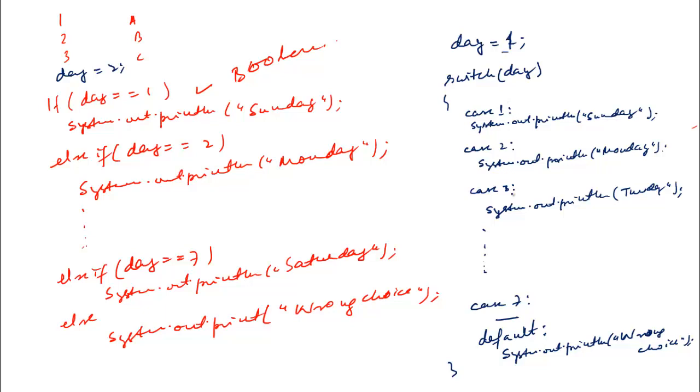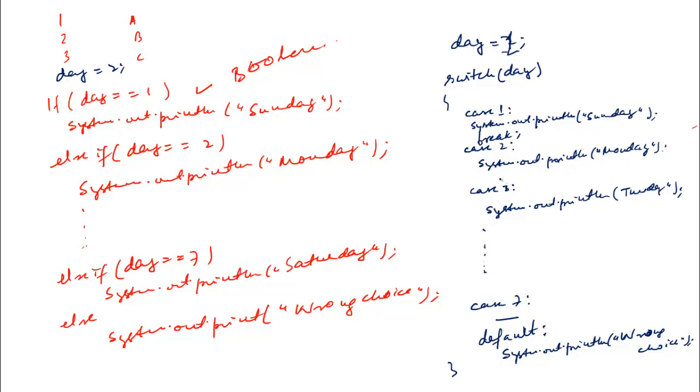So if I have given 1, it should print only Sunday. So what will I do here? I have to put one statement called the break statement. Now what will the break statement do? If day is 1, then it will only print Sunday, and then it will break out. If it is 2, Monday is printed.